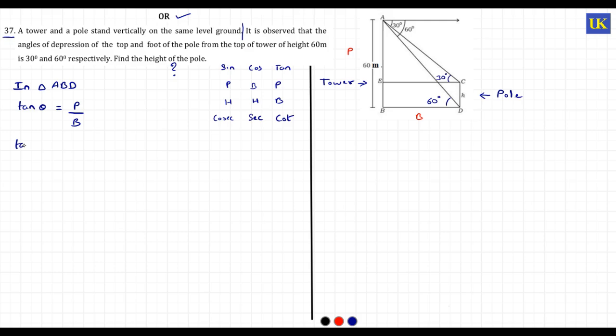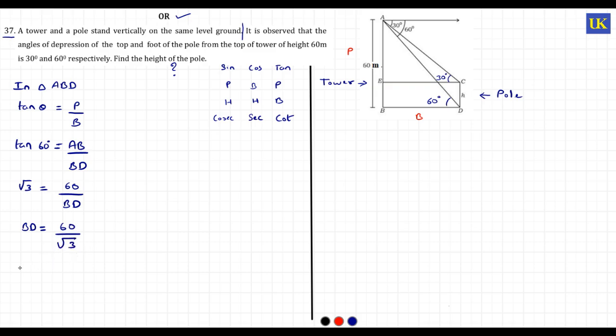So the angle is how much? Tan theta means tan 60 degrees, and perpendicular means AB, and base means BD. Now, the tan 60 degree value we know from the table. So you need to know the table. So root 3. So root 3 is equal to AB over BD, where AB is 60 meter, and BD is what we wish to find. So we will cross multiply. BD is equal to 60 divided by root 3.